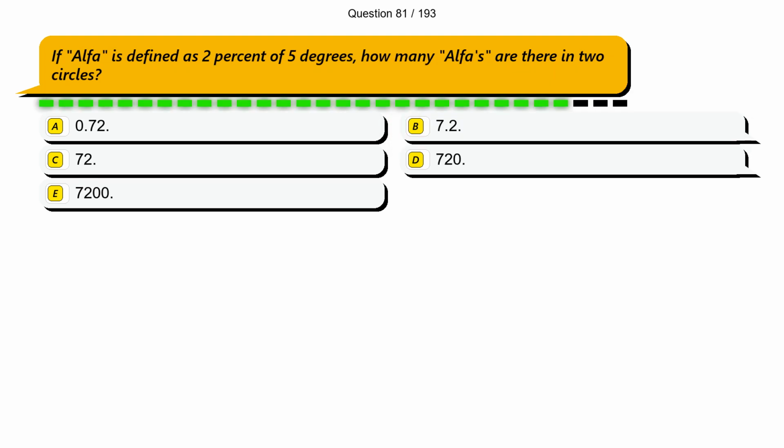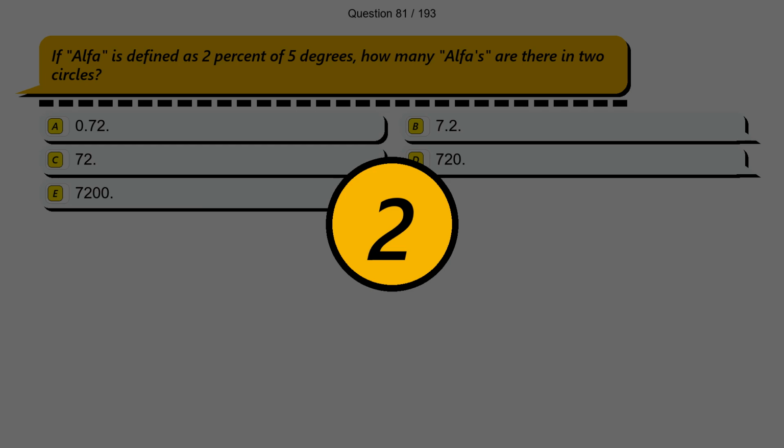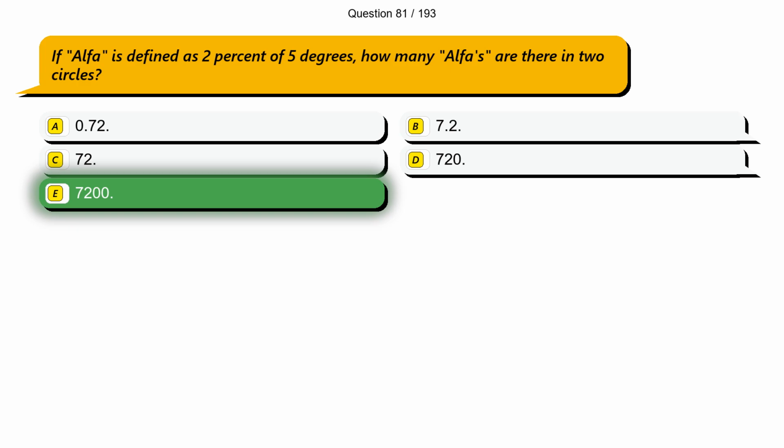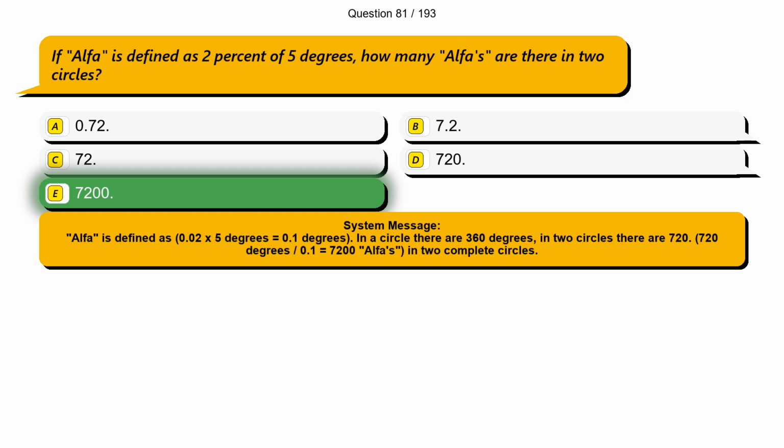Question 81. If alpha is defined as 2% of 5 degrees, how many alphas are there in two circles? Option A 0.72, option B 7.2, option C 72, option D 720, option E 7,200. The correct answer is option E, 7,200. Alpha is defined as 0.02 times 5 degrees equals 0.1 degrees. In a circle there are 360 degrees, in two circles there are 720. 720 degrees divided by 0.1 equals 7,200 alphas, in two complete circles.